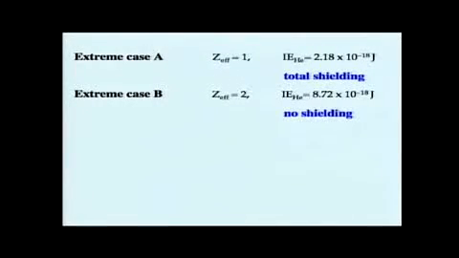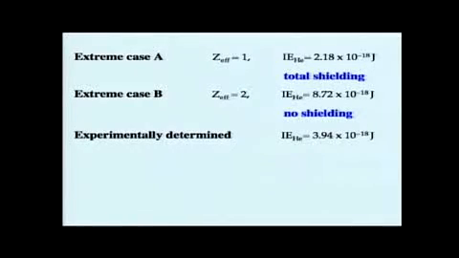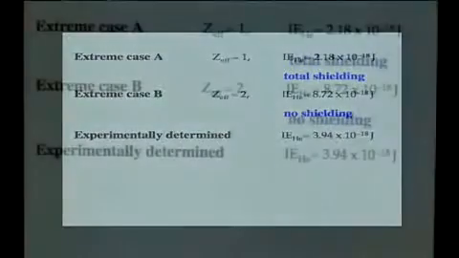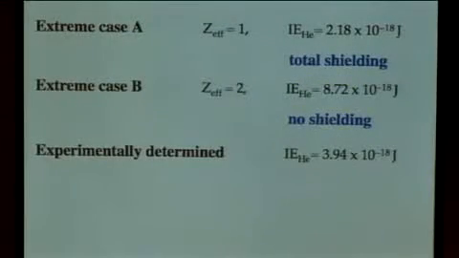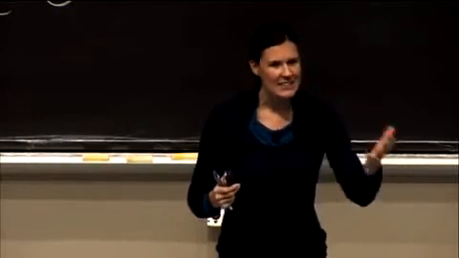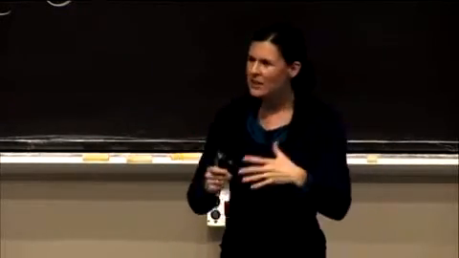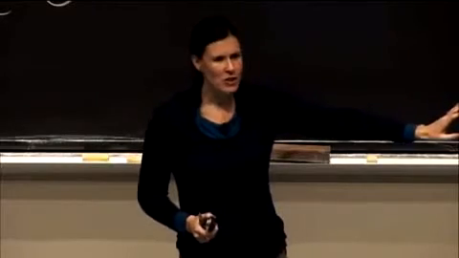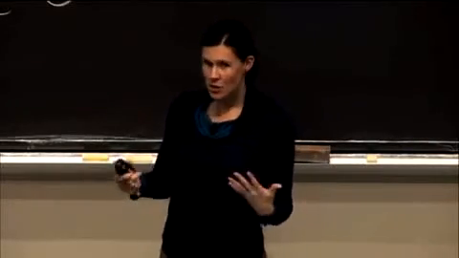So now we know the extreme cases, but what is the reality? And the reality is, if we think about the ionization energy and we measure it experimentally, we find that it's 3.94 times 10 to the negative 18 joules. And what you can see is that it falls right in the middle between the two ionization energies that we would expect for the extreme cases. And this is absolutely confirming that what is happening is what we would expect to happen, because we would expect the case of reality is that, in fact, some shielding is going on, but it's not going to be total shielding, but at the same time, it's not going to be no shielding at all.